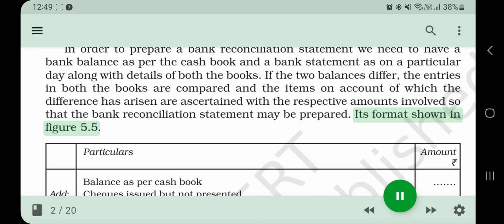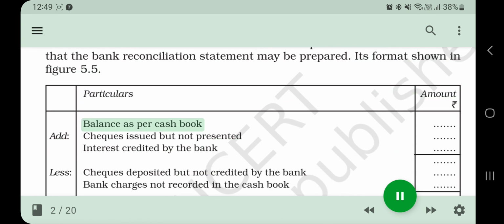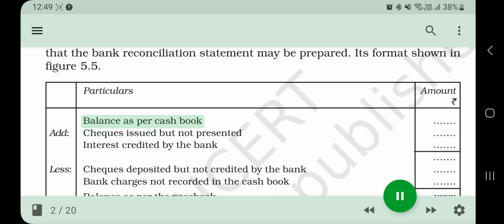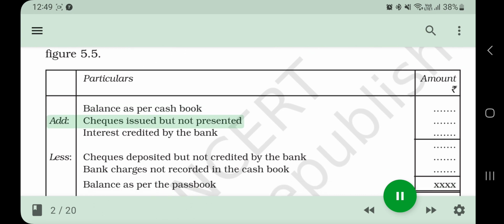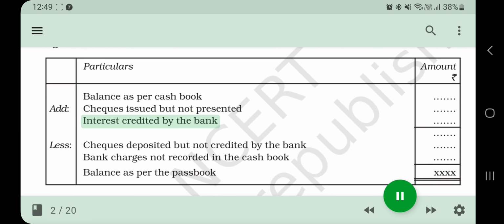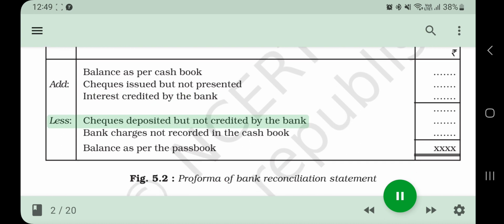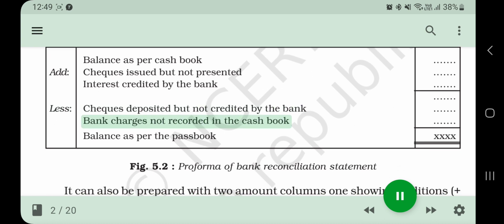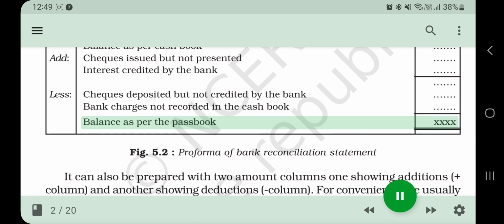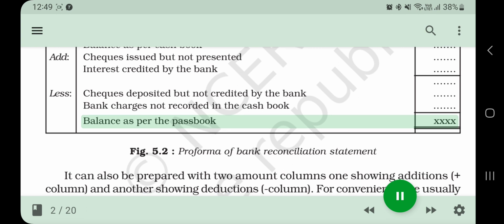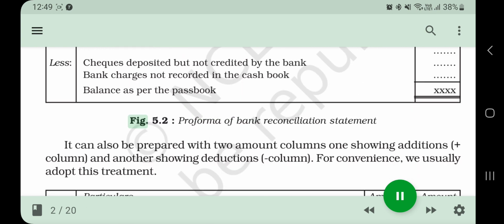Its format is shown in Figure 5.2. Particulars, amount. Balance as per cash book. Add, checks issued but not presented. Interest credited by the bank. Less, checks deposited but not credited by the bank. Bank charges not recorded in the cash book. Balance as per the passbook. Fig. 5.2. Pro forma of bank reconciliation statement.